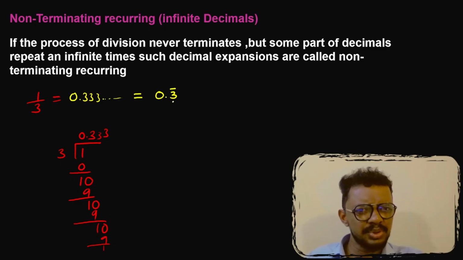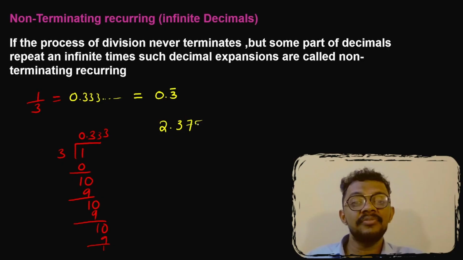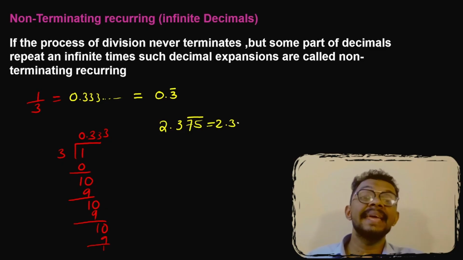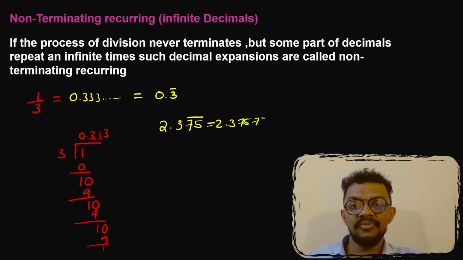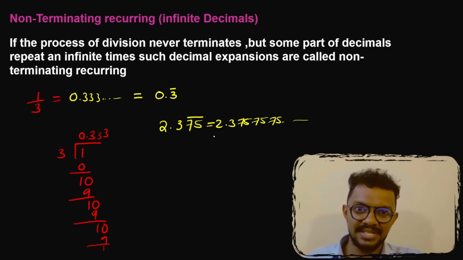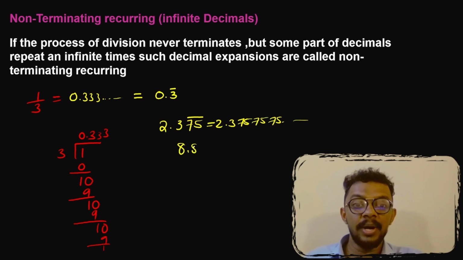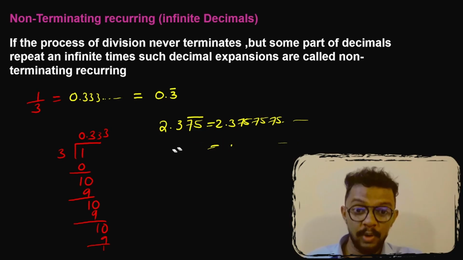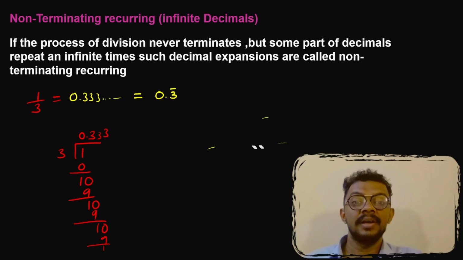Okay, if you didn't understand the representation, what is the meaning of 2.375 bar? Meaning 2.3 is there, but 7.5 is repeating again and again. 7.5, 7.5, 7.5, and it is never ending. That's what this representation is. What does 8.81 bar mean? It means 8.818181, never ending. Hope you understood the representation.